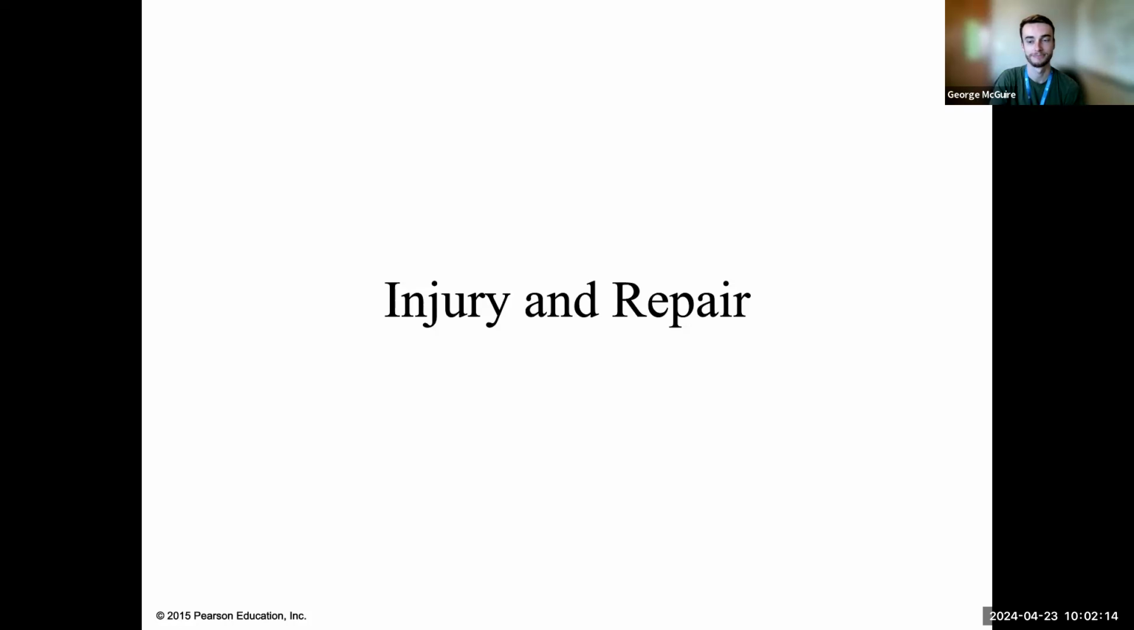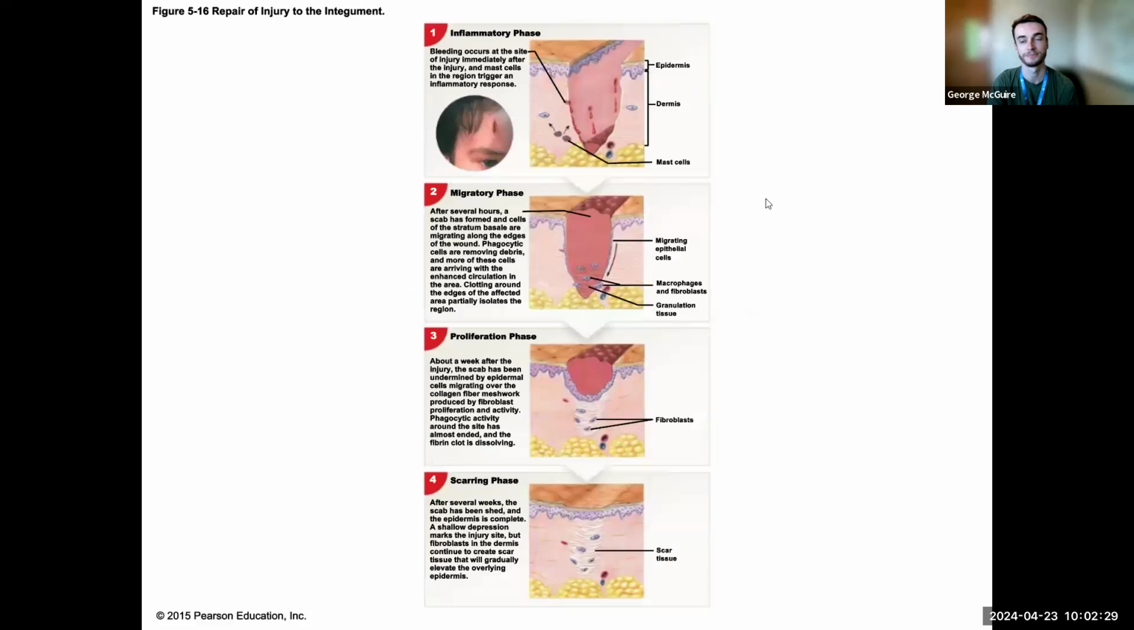So the last part of this chapter is to talk about injury and repair, right? Since our skin, our integumentary system is the major separation between us and our external environment, it is also the most susceptible to injury. And so it is set up to repair itself quickly, as fast as it can, to prevent more damage to the underlying structures and to prevent invaders from getting into our body, getting into our blood, damaging the rest of our body.